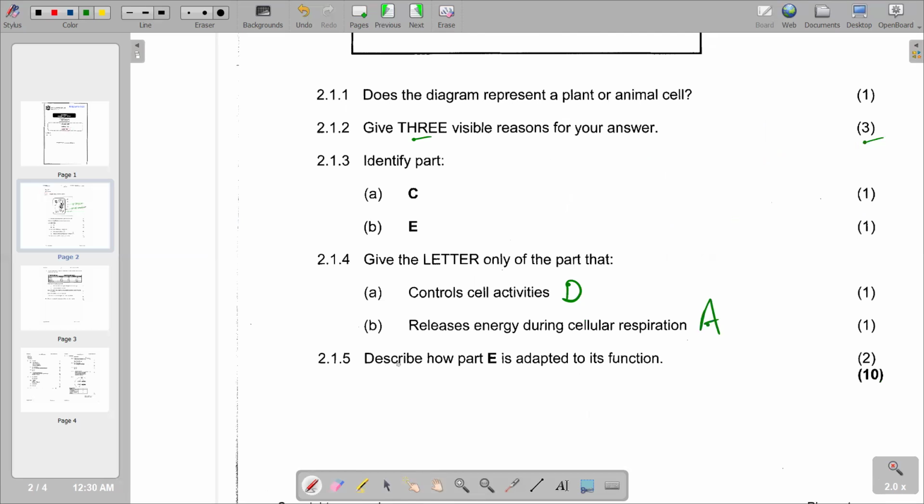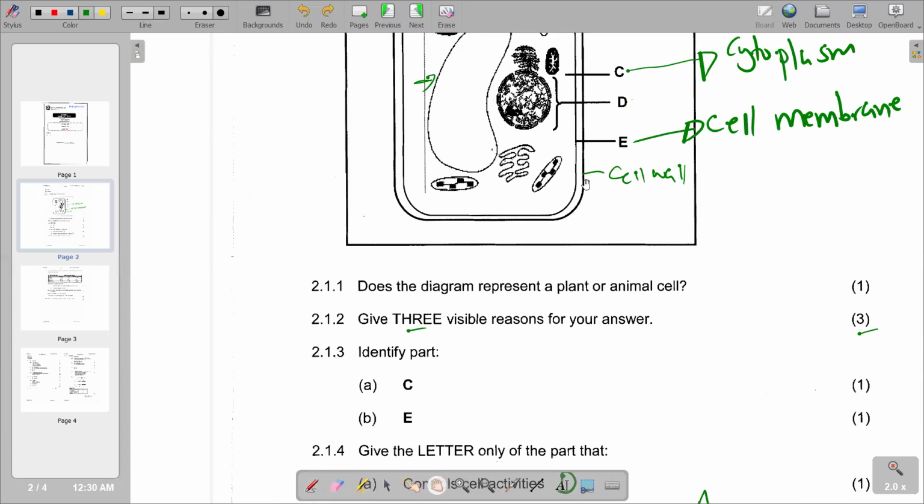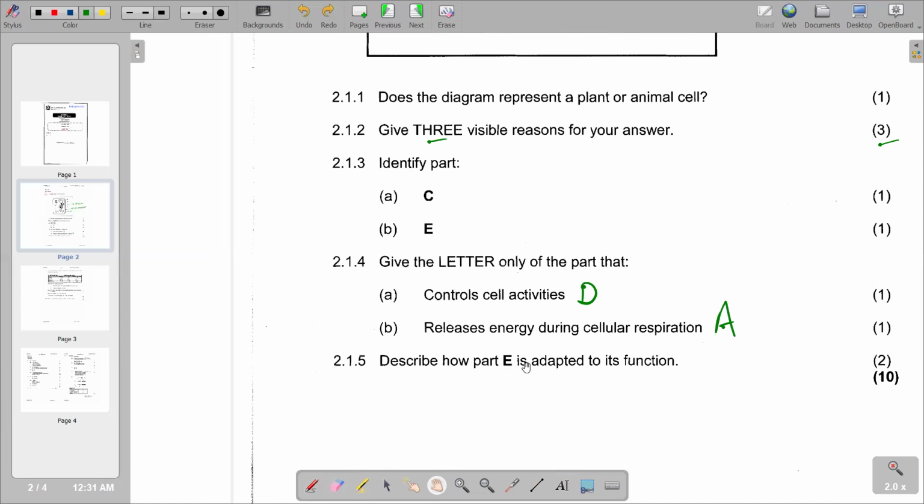Then 2.1.5 says describe how part E is adapted to its function. Describe how part E is adapted to its function. Then we go back to try to see in terms of our part E. We are saying that this is our part E, and it's a cell membrane. So obviously, the response that we are going to include there is that it is selectively permeable. Remember, it is the one that allows certain substances to pass through. So that's the explanation that you can give in terms of how part E is adapted to its function.